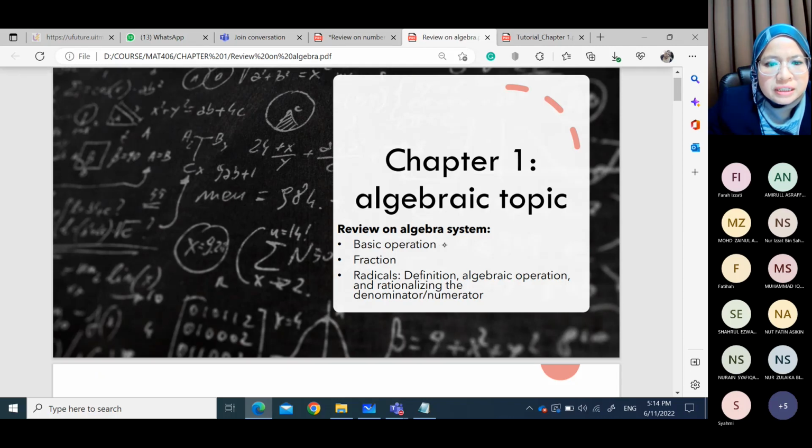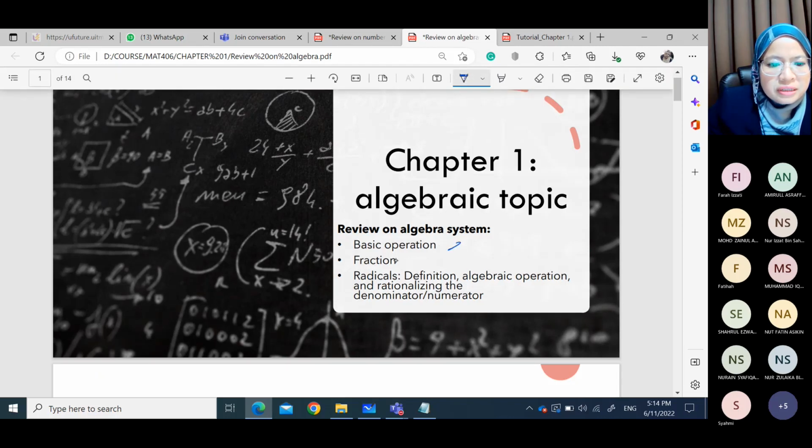We have basic operation, fraction and radical. Okay, so basic operation, plus, minus, multiply, division, itu semua kita panggil sebagai basic operation. Fraction tu adalah pecahan. Mesti ada dua number. 2/2 for example, dia dalam bentuk pecahan. And then we have radical.